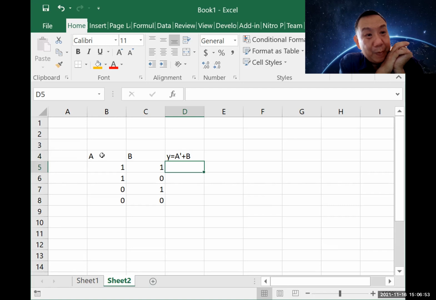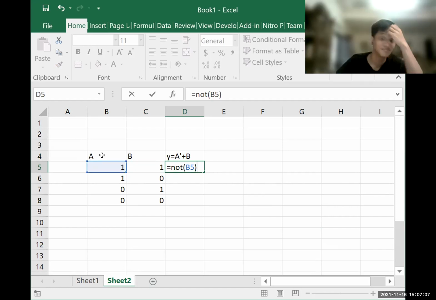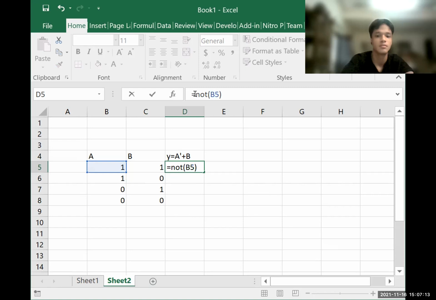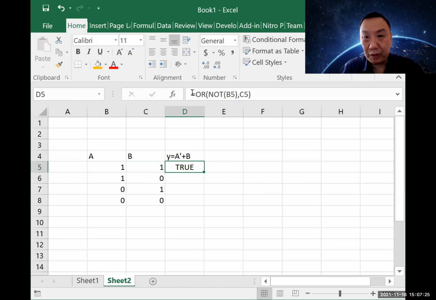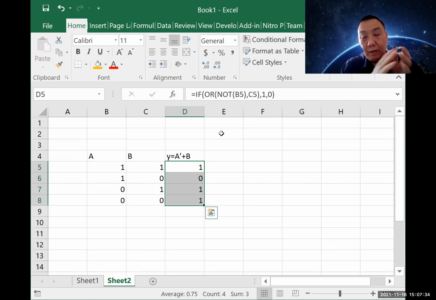What is that? Not A, and then B. Plus means OR. So it is NOT of A, OR B. Okay, so you got that. Of course you can convert it into an integer again: if true, then 1, otherwise 0. So you got that.